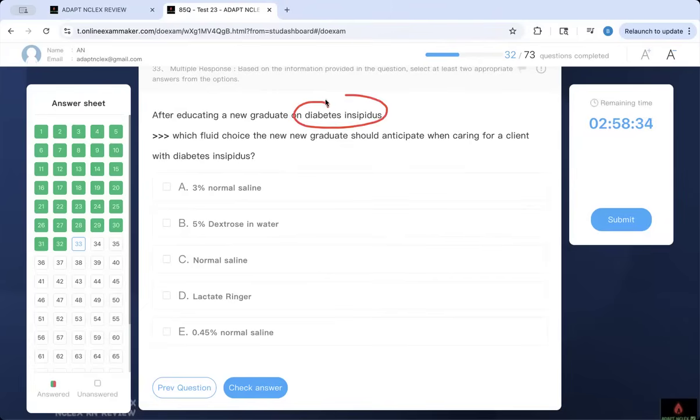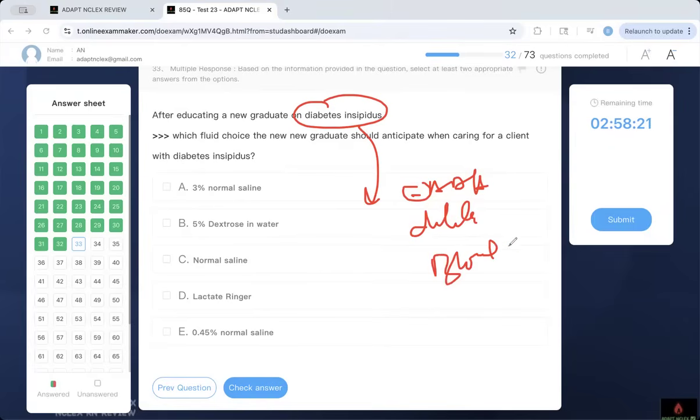Go back here. This is the way you should answer it. Diabetes insipidus, what is the problem? You have no ADH. Therefore, your urine is going to be what? Dilute. And your blood is going to be concentrated. That means what? Your sodium is really high. So you have hypernatremia. You got to bring the sodium down. Why would you give them 3%? 3% will raise it up.